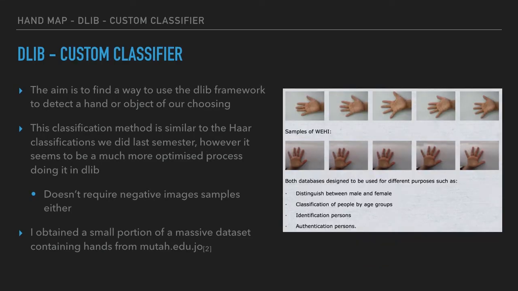But having a face swapping classifier doesn't really help me for my project, so I needed to implement some form of custom classifier using the dlib framework. What I did was download a dataset of hands, similar to how we did with the HAR classifications, except I used a much bigger dataset for this one, about 500 hands. The other benefit of this version compared to HAR classification is that we don't need negative images. I obtained this dataset from the link in the reference. There are much more than 500 hands. There are gigabytes and gigabytes of images, but I opted to use less, just to confirm that I could get it working.